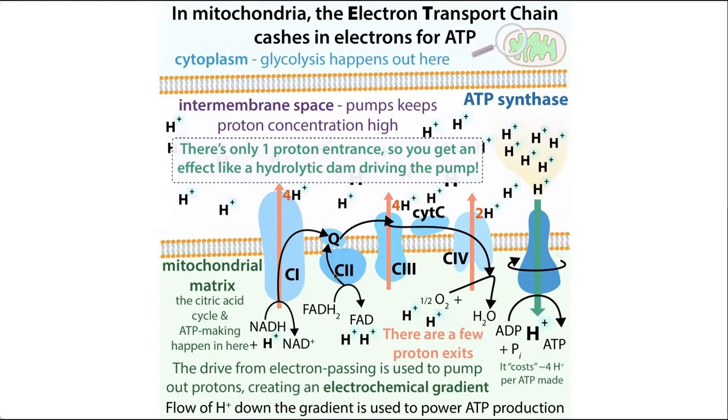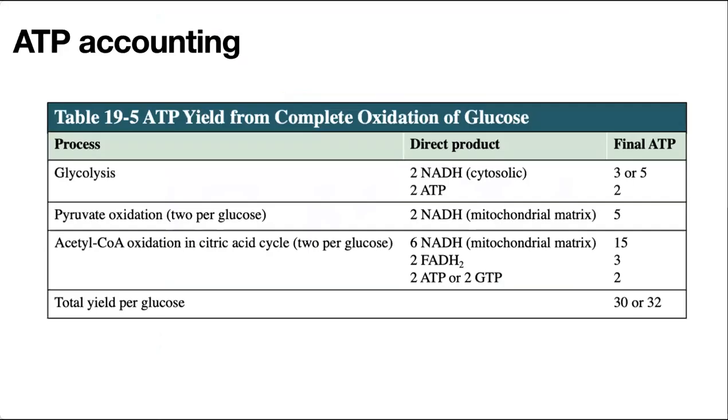If we have FADH2, which we have in our complex 2, that's our succinate dehydrogenase step, there we're only going to get 1.5 ATP. So ultimately, on the high side, we would have 32 ATP. But you'll see that when it says final ATP, it says 3 or 5 in the case of glycolysis. Well, that's because this NADH that you made was made in the cytosol.